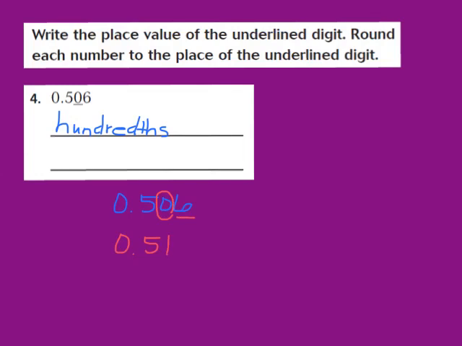But now remember, the last step in rounding decimal numbers says that you're going to drop the digits to the right of the circled digit. And in this case, that 6 is the number that will be dropped. So in rounding this decimal number correctly, what I end up with is 51 hundredths.